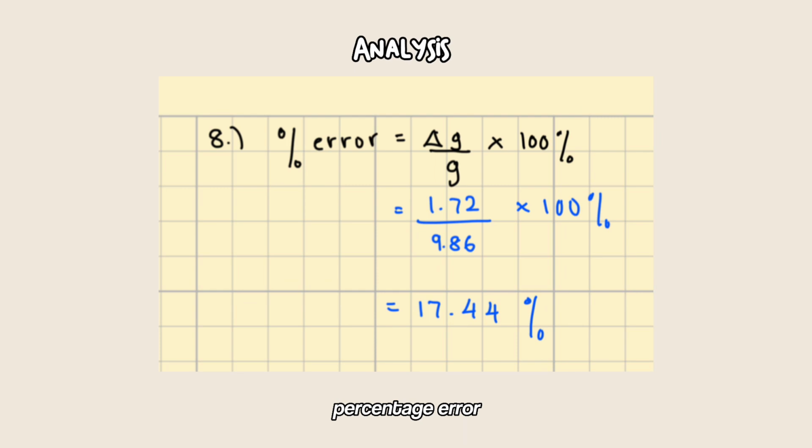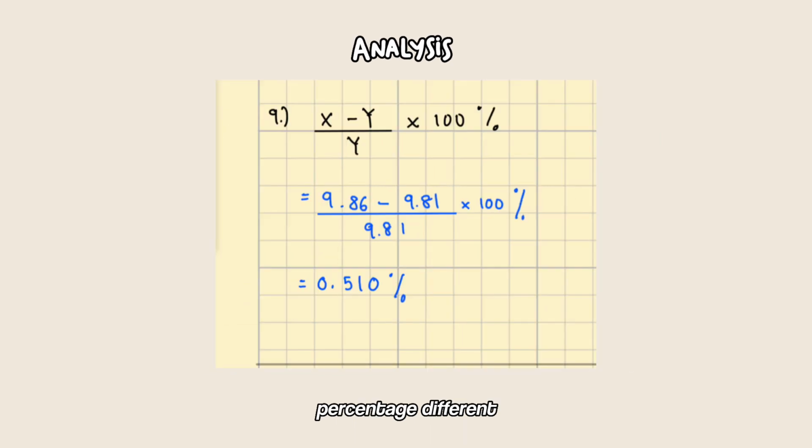Then we calculate the percentage error of gravity, and we also calculate the percent difference between the value of gravity calculated in the experiment above and the standard value of gravity, which is 9.81 meters per second squared.